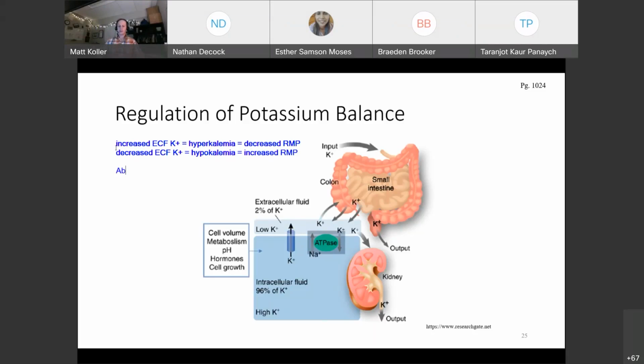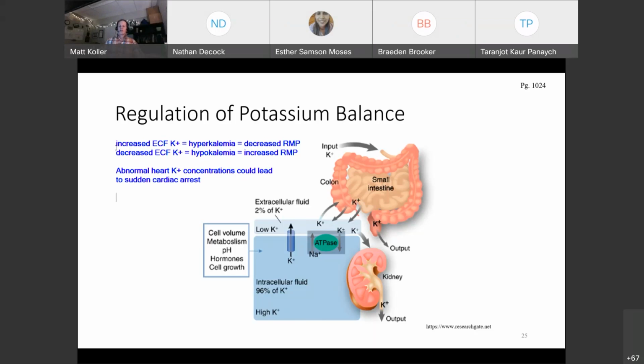But regardless, if we have abnormal heart potassium concentrations, that could lead to sudden cardiac arrest. Basically, the heart can't contract anymore, sudden death.